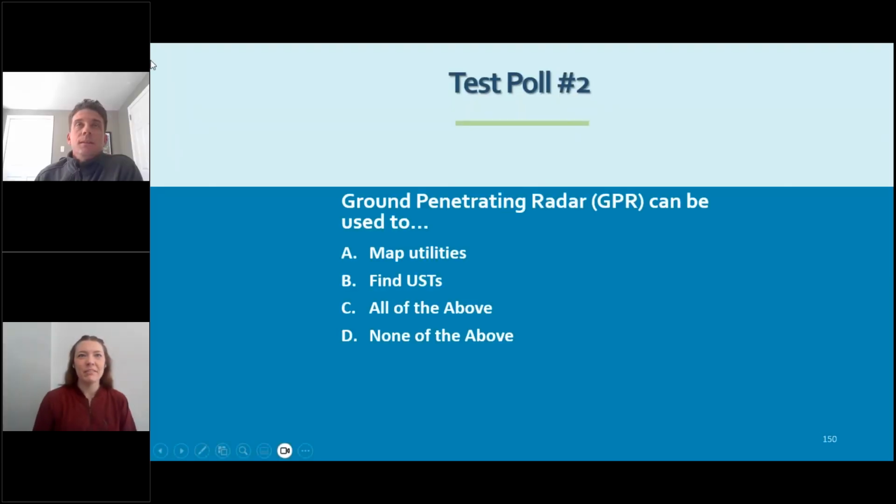All right, it's time for our second poll question. Poll question number 2 will be launched. Make sure you answer the question in the window. Ground penetrating radar, GPR, can be used to A, map utilities, B, find USTs, C, all of the above, or D, none of the above.